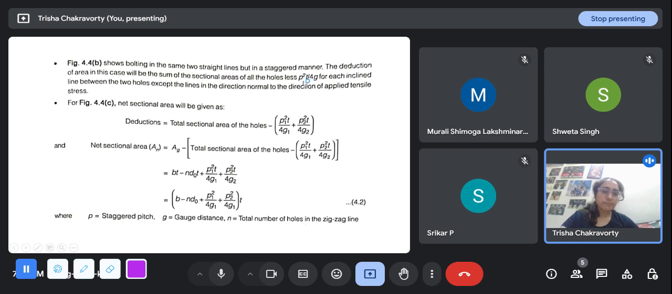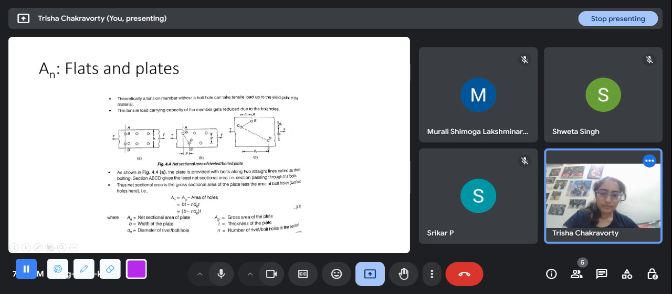And this reduction is p²t by 4g for each inclined line between the bolt holes, except the lines in the direction normal to the direction of the applied tensile stress. So if it was along this line, then there would be no reduction on the reduction. These lines are what we are concerned with. This is the pitch, we already know this is what we call the pitch. So the pitch squared. I think this formula actually comes from the hypotenuse or something. So p²t by 4g, and g is the gauge.